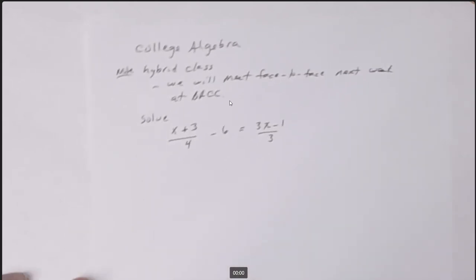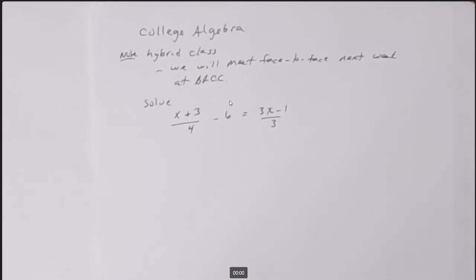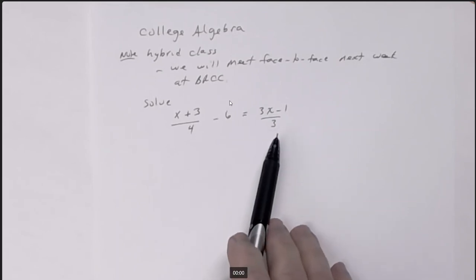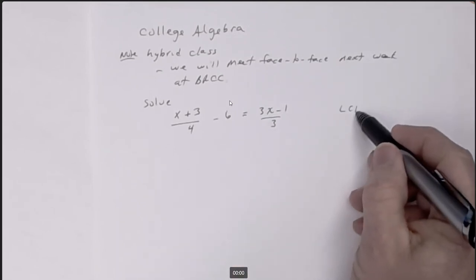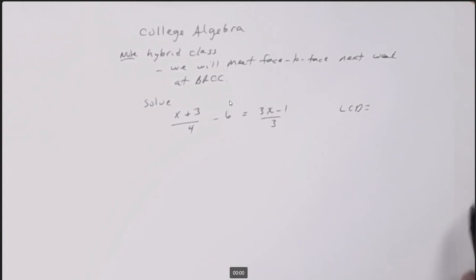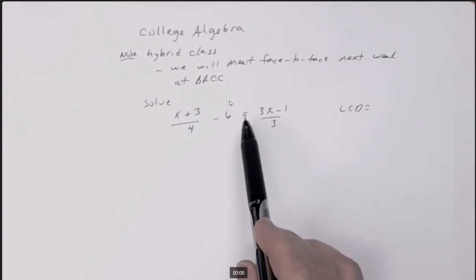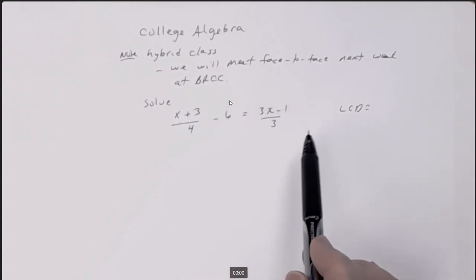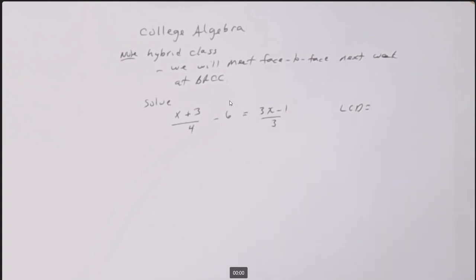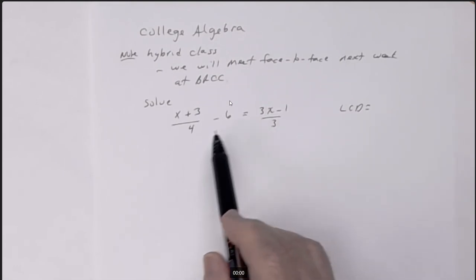Now the way I wanted you to do this is to use the least common denominator. So you see you have fractions here, and you want to multiply both sides by the least common denominator. If you look at all these fractions right here, what's the least common denominator of those fractions? Anyone? 12. So the smallest number that 4, 1, and 3 go into is 12.